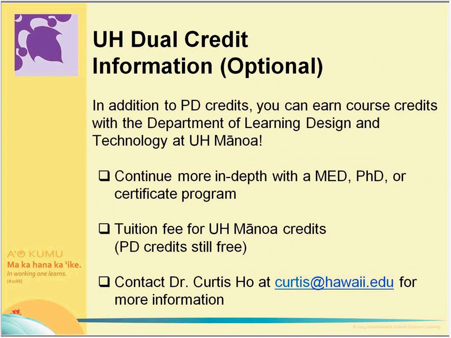As with our previous course, you have the option to earn UH credit if you're interested in that. Maybe a master's in education, a PhD, or a certificate program. You would have to pay tuition fees for UH Manoa credits, but the PB credit portion of it is still free. If you're interested in this option, please reach out and contact Dr. Curtis Ho, and his email is available on the screen so that he can provide you with more information and the steps that you need to follow to do this.